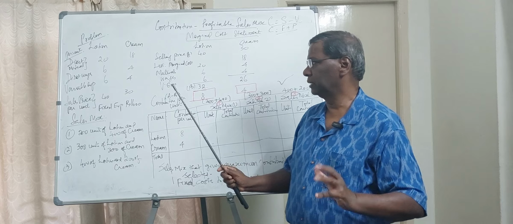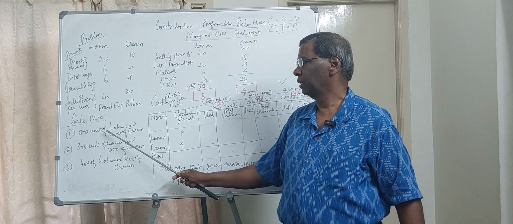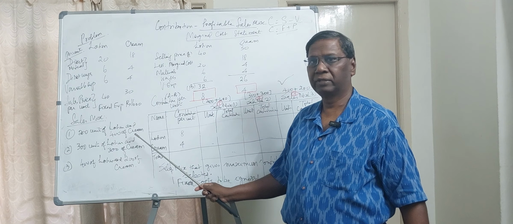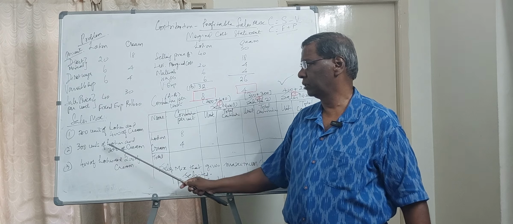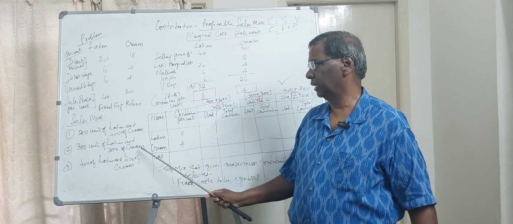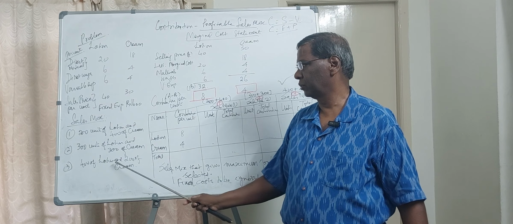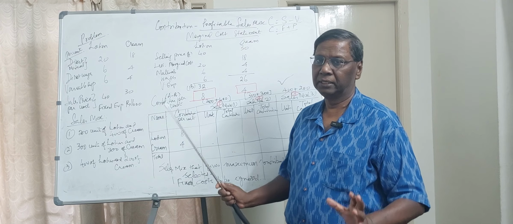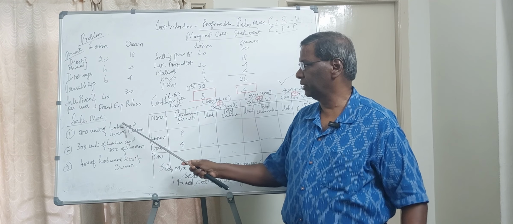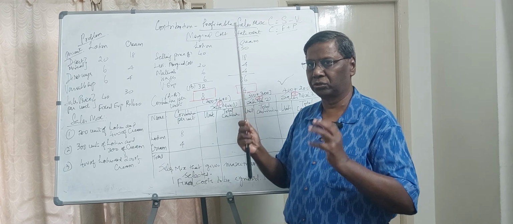So there is a sales mix. The first option is 200 units of lotion plus 400 units of cream. Then 300 units of lotion and 300 units of cream. Then another combination is 400 units of lotion and 200 units of cream. You have to choose among these three alternatives which one to focus on.